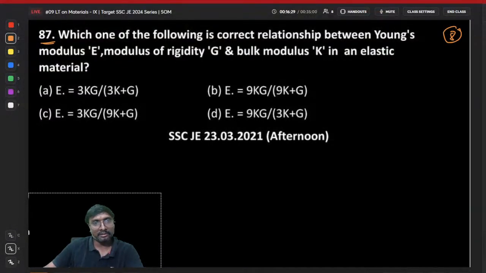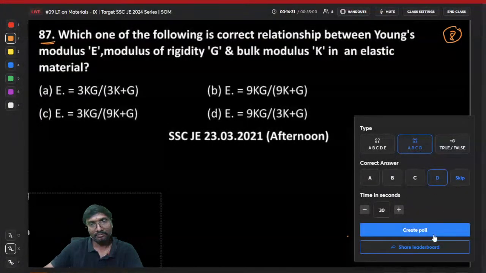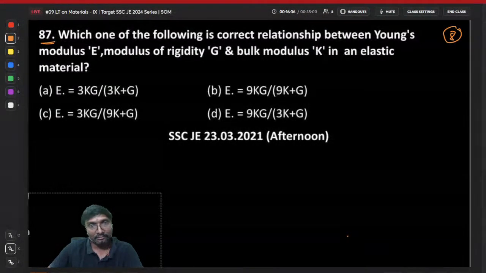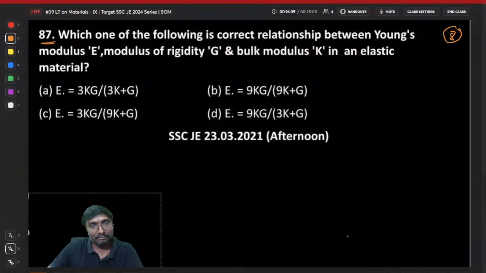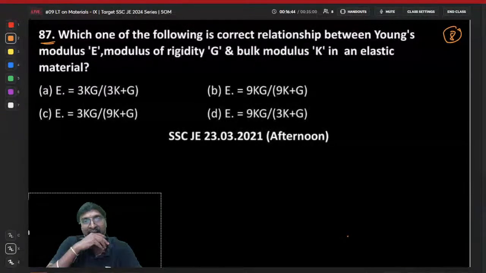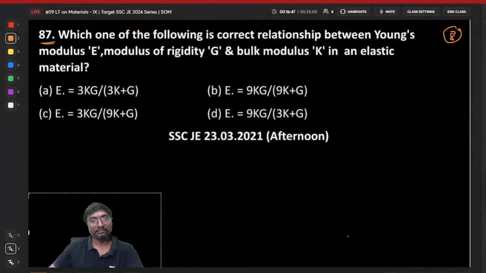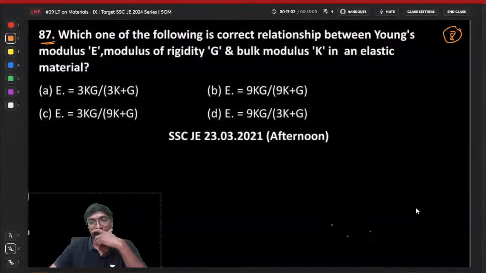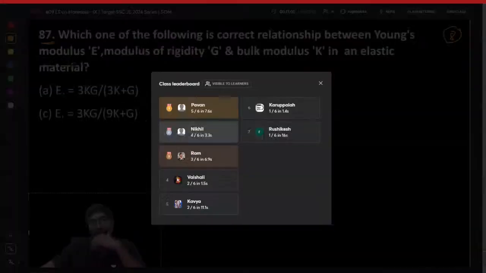Karpaya, good evening. So shall we move to the next question? Sanyam, good evening. So this is the leaderboard.